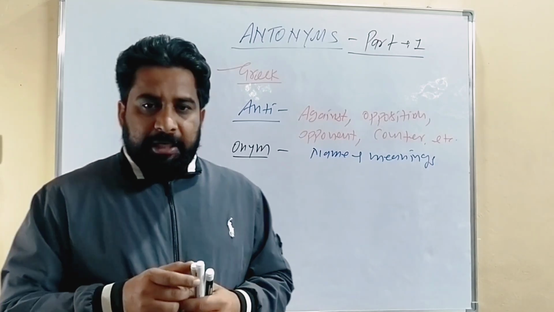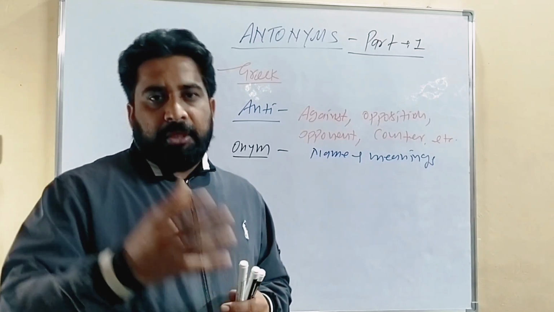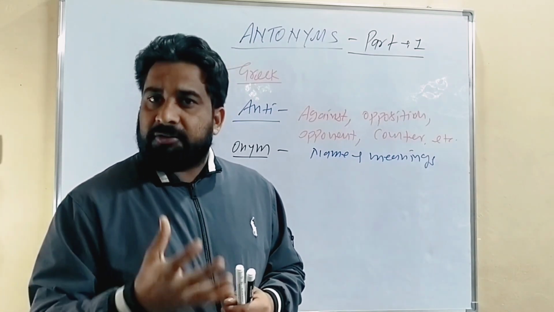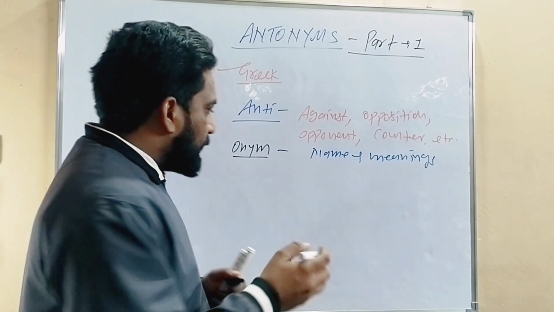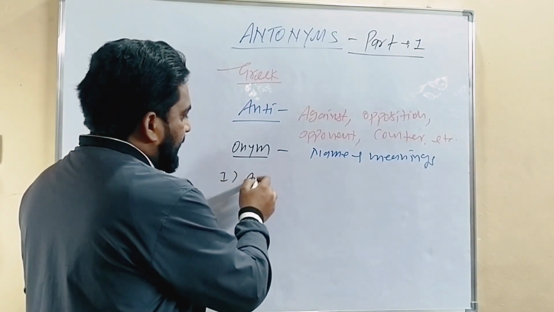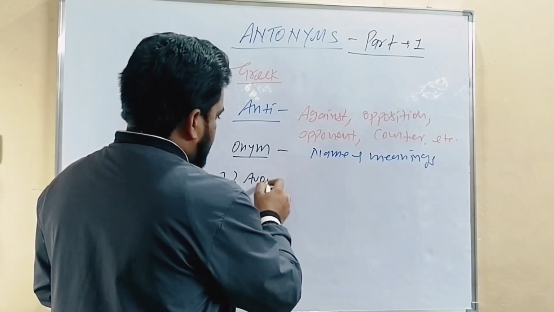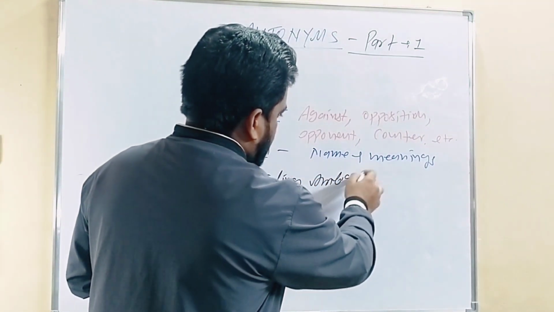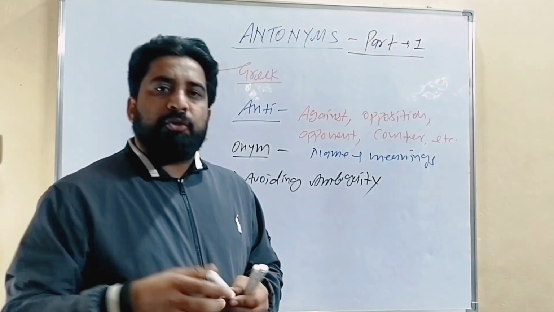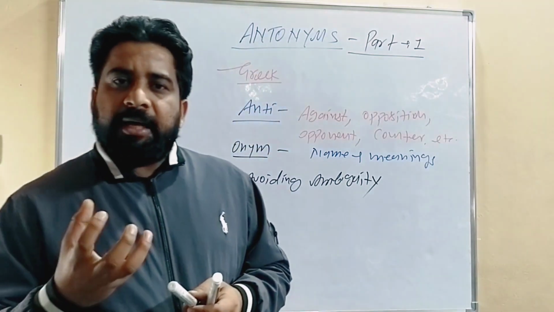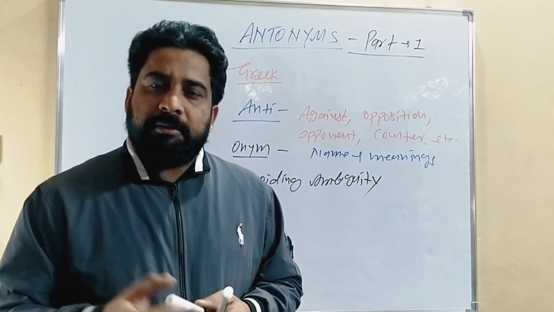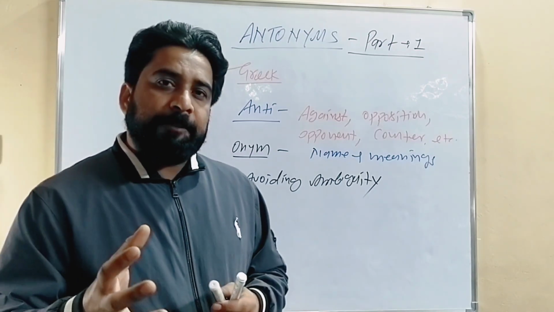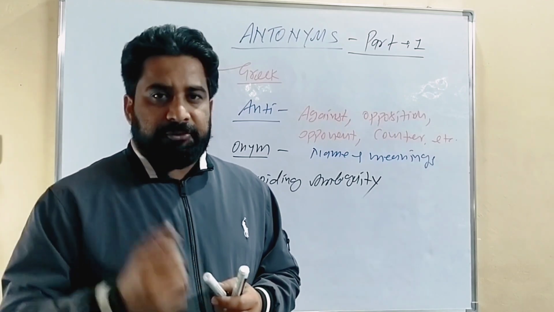So what happens, we have four different scenarios, or you can say four different ways to use antonyms in our English language communication. Number one is avoiding ambiguity. Ambiguity means dual meaning. If we use the antonyms in our communication, it should not be ambiguity. We must have to avoid the dual meanings.